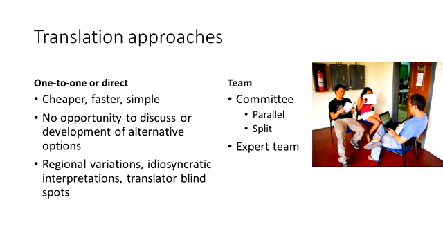So if we adopt a test, if we adapt a test, or if we go down a parallel or a sequential development pathway, we always have to worry about translation. And there are two major approaches that we can take. The first one are so-called one-to-one or direct translations, and the second approach is to use what is called team-based translations. So one-to-one is typically a simple translation, which is cheaper, faster, relatively straightforward.